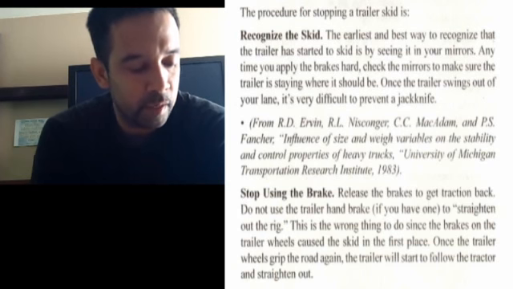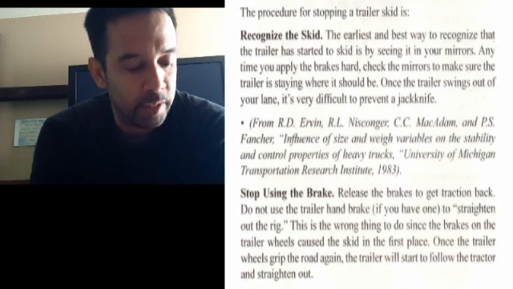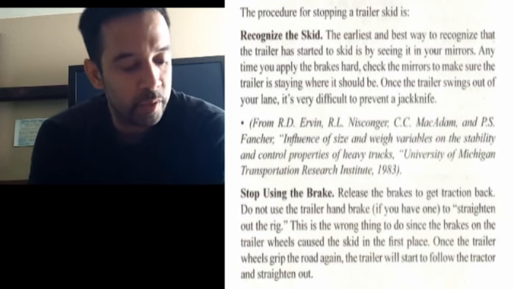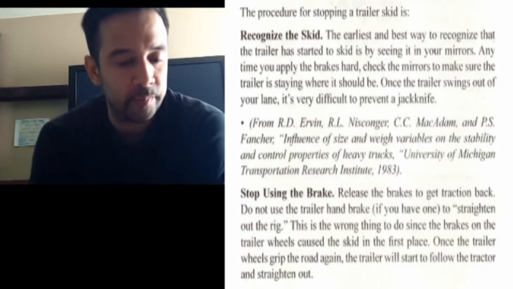Stop using the brake. Release the brakes to get traction back. Do not use the trailer handbrake, if you have one, to straighten out the rig. This is the wrong thing to do, since the brakes on the trailer caused the skid in the first place. Once the trailer wheels grip the road again, the trailer will start to follow the tractor and straighten out. Alright?